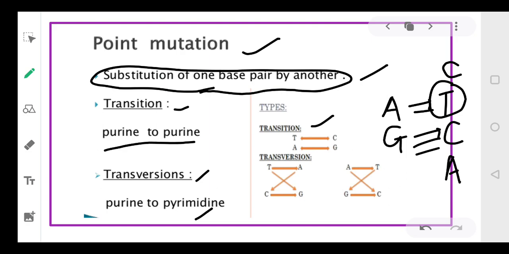Purine will be replaced by purine and pyrimidine will be replaced by pyrimidine. Transversion is the reverse. A will be replaced by G, or T will be replaced by G, and A will be replaced by C. This is a cross connection. So purine will be replaced by pyrimidine.